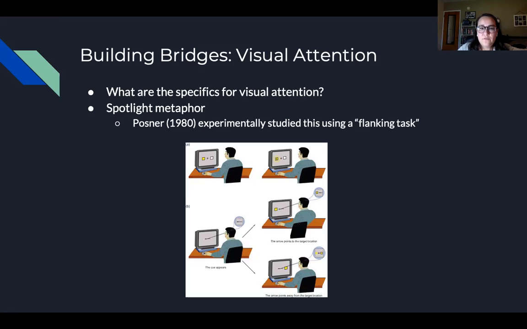There's a metaphor that has been developed called the spotlight metaphor. This has been proposed as a way to help us talk about and understand our visual attention. Our visual attention can be focused on objects within our visual field, like a spotlight, while the rest of the visual information that doesn't have that spotlight of attention becomes unattended.